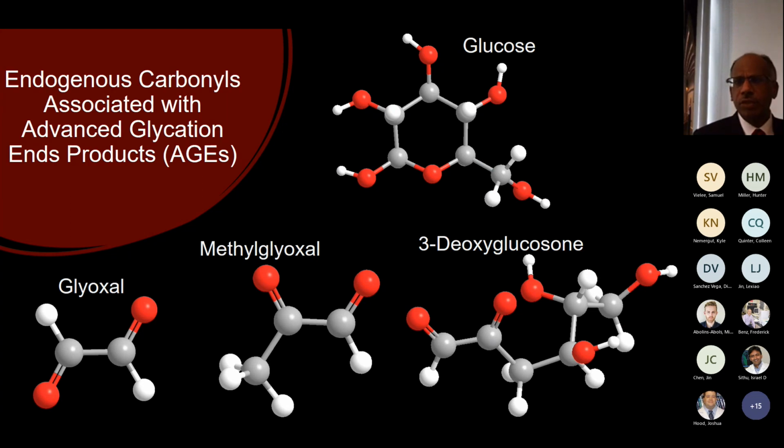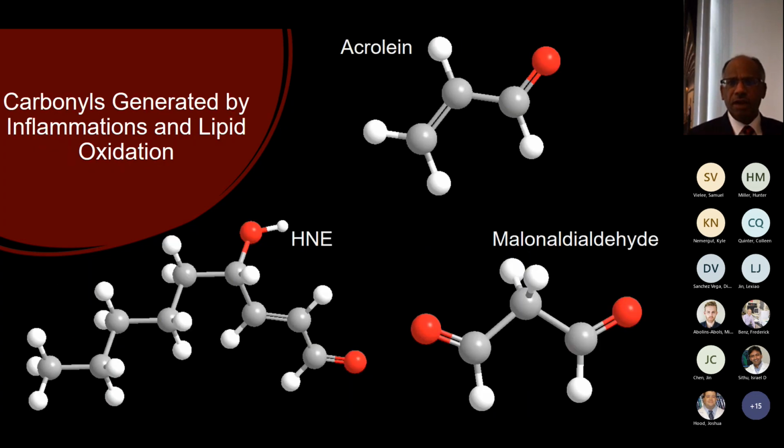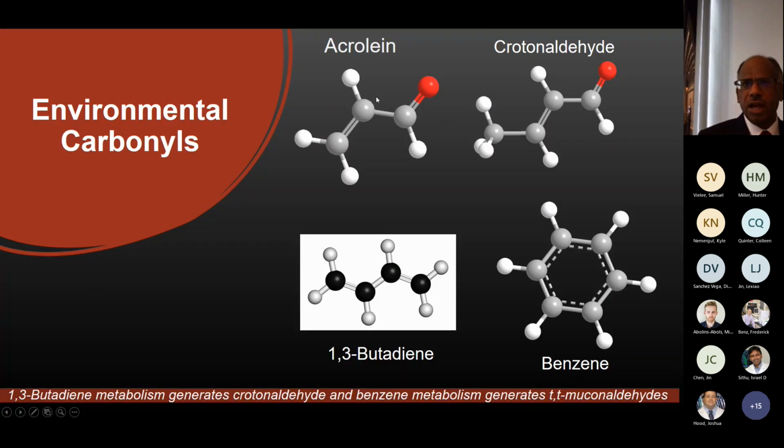And these are some of the examples. So glucose, glyoxal, methylglyoxal, and glucosone. These make advanced glycation end products, and that causes a lot of secondary diabetic complications. Then the lipid peroxidation derived aldehydes, 4-hydroxynonenal, malondialdehyde, and acrolein in a smaller quantity, but it is generated more during inflammation. And then environmental chemicals like acrolein and crotonaldehyde I talked about. And then molecules like butadiene and benzene are not carbonyls by themselves, but they are bioactivated and metabolized to generate carbonyls, and their toxicity in part is mediated by carbonyls.